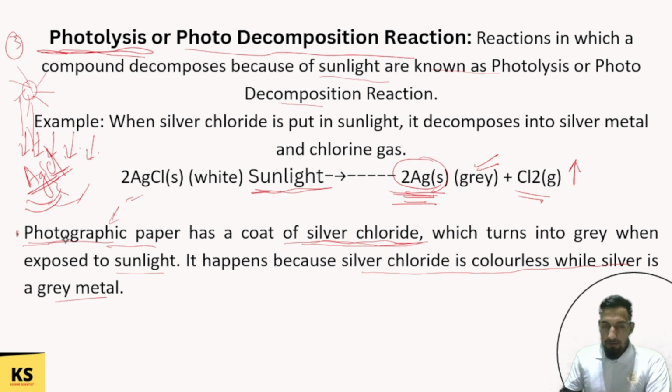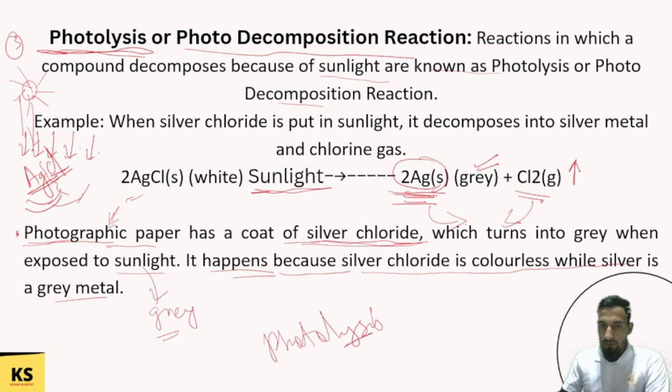And when this photographic paper is exposed to sunlight, when we keep it in the sun, its color changes to gray. Why? Because this silver chloride coating decomposes into silver as well as chlorine. It changes, so we get the gray color. This is actually due to photolysis.